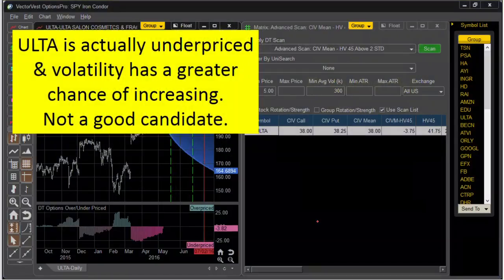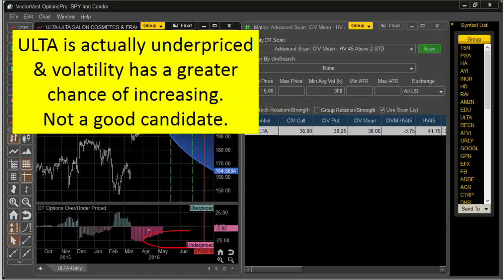Now, I want you to take a look at this, all right? If you look at this right here, I scanned for CIV mean minus HV45. Alta came up on the list, but Alta is still underpriced. That's because, again, if you can imagine a 1 standard deviation or 2 standard deviation envelope looking at this, it may have snapped up out of that, but because those options are so underpriced, it's just not ready yet. Okay, it's just not ready. So that's why you pick that up.